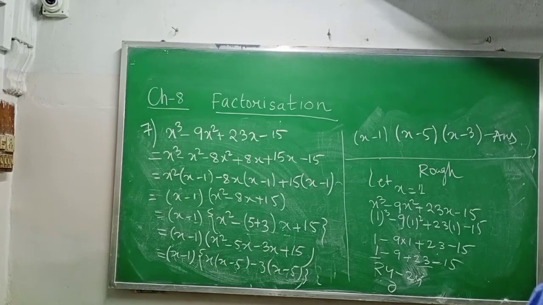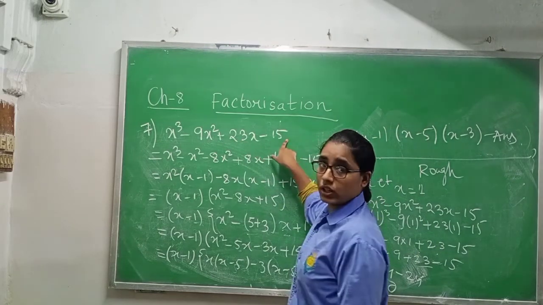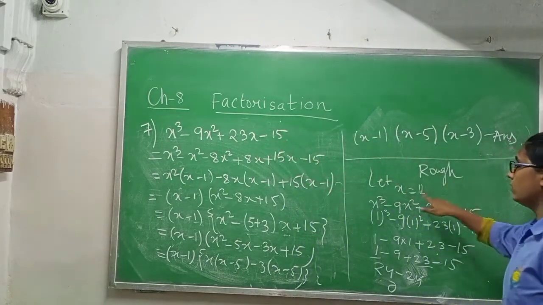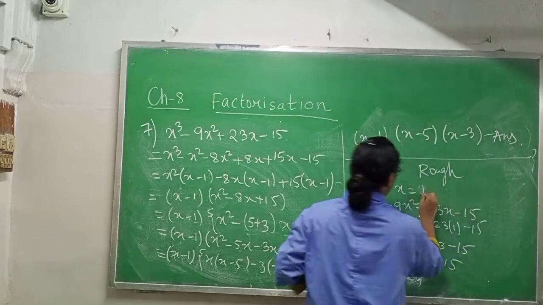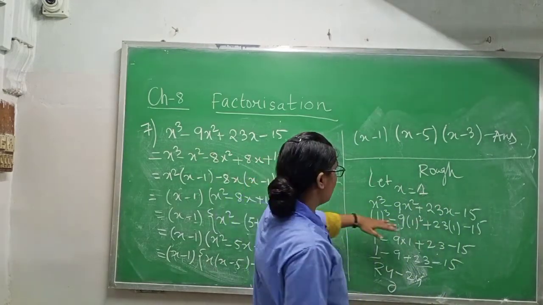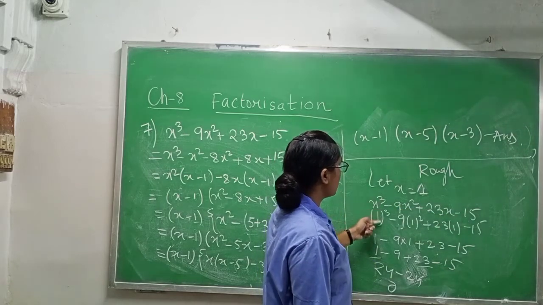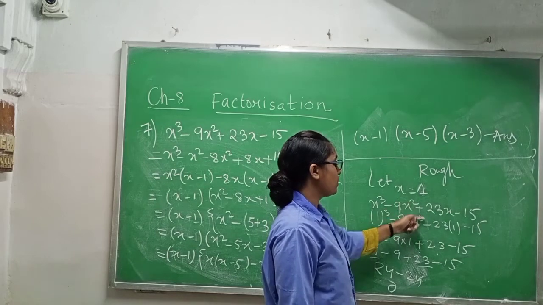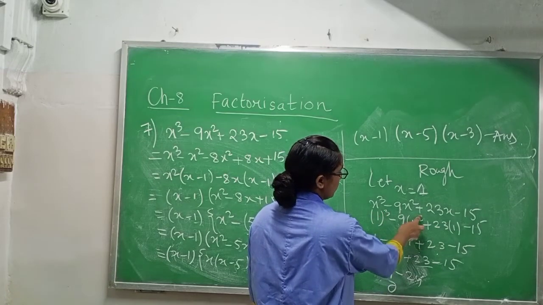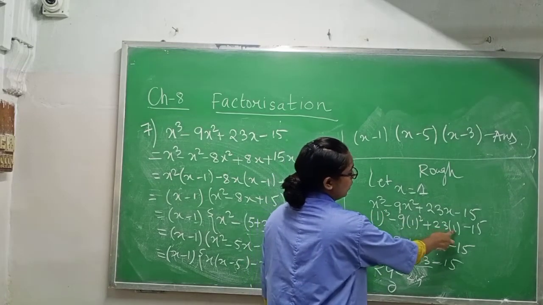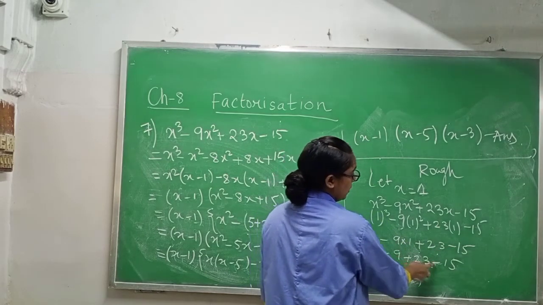Now class 9C, question number 7 is given: x cube minus 9x square plus 23x minus 15. First of all, in rough, I will take x value 1, minus 1, 2, minus 1. So first I am taking x value 1 and putting it in the given data. So x cube means 1 cube, minus 9 x square means 1 square, plus 23 x means 1, minus 15. 1 cube will give you 1, 1 square will give you 1, 9 into 1 is 9, 23 into 1 is 23, minus 15. Now 1 minus 9 plus 23 minus 15.